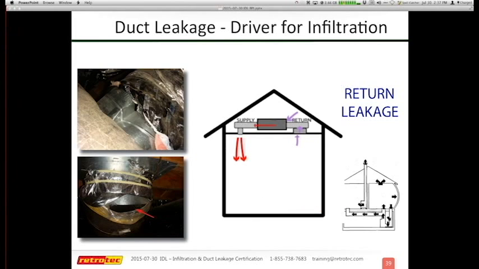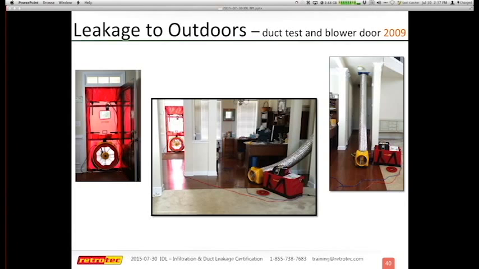And you can see by the pictures on the left that when you have that kind of leakage in a crawl space, it's all kinds of funky stuff that actually does show up in the indoor air quality or other issues in the house. I will touch briefly on leakage to outdoors.